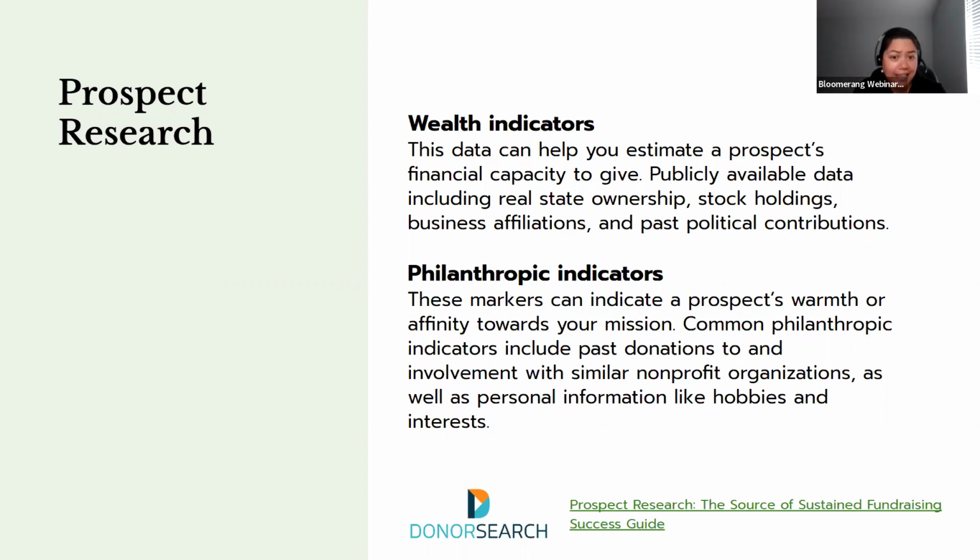These markers can indicate a prospect's warmth or affinity toward your mission. Some common philanthropic indicators include past donations to and involvement with similar nonprofit organizations, as well as personal information like hobbies and interests that might give an inkling if they might be inclined to support your organization as well. So this prospect research here is not just giving to your organization, but takes a look at the prospect's past giving history overall.